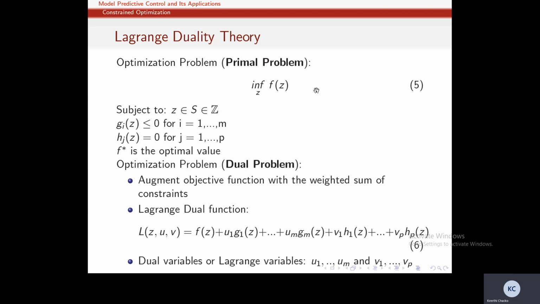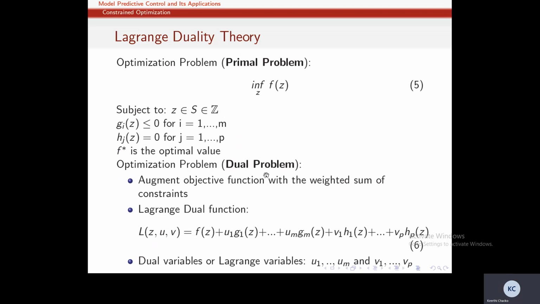The primal problem is nothing but what we have seen earlier. We will be minimizing or maximizing the function, and we will find those points which will maximize or minimize this function Z, subjected to that feasible domain. This is the inequality constraints and this is the equality constraints, and F star is the optimal value. So we have M inequality constraints and P equality constraints. We are optimizing this problem subjected to these constraints. So that is a primal problem.